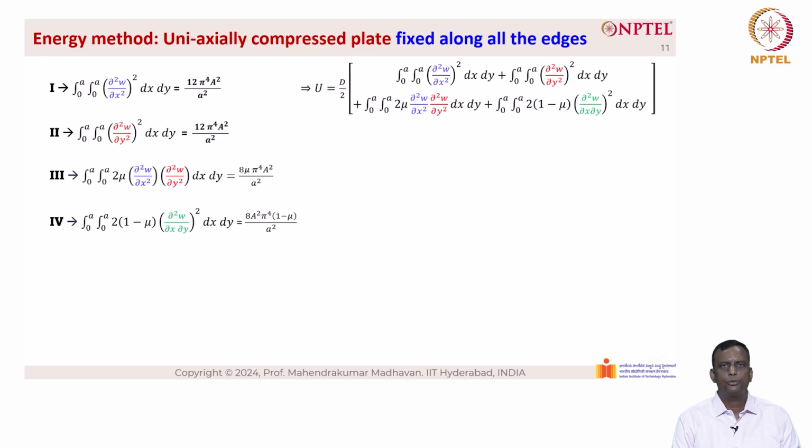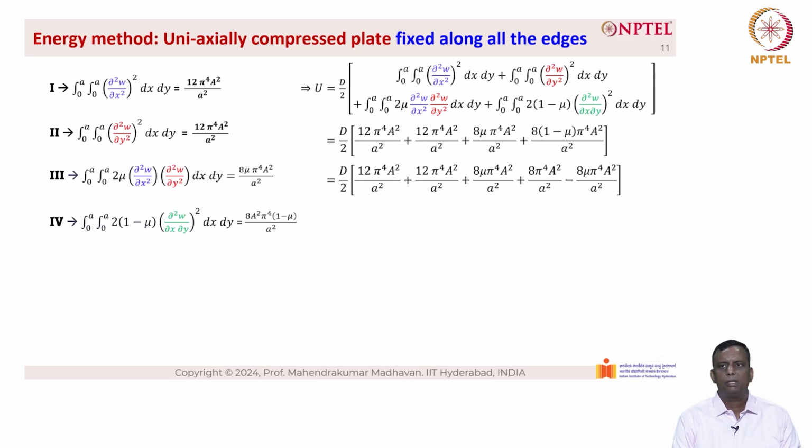So, we can substitute this back into the strain energy of the plate equation, and we get the following equation, U equal to D by 2 into the equation that is given here, 0 to a dou square w by dou x square the whole square into dx into dy, plus 0 to a dou square w by dou y square the whole square into dx into dy, plus 0 to a 2 mu into dou square w by dou x square into dou square w by dou y square into dx into dy, plus 0 to a 2 into 1 minus mu into dou square w by dou x dou y the whole square into dx dy.